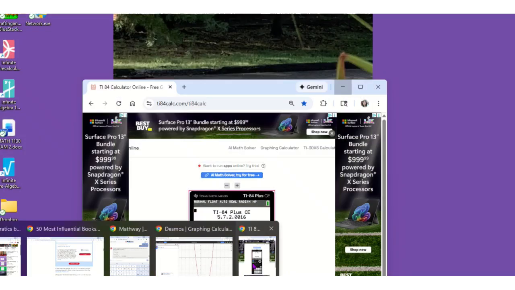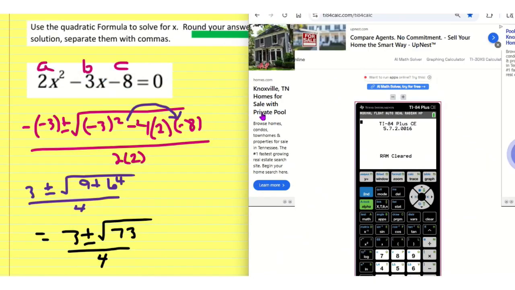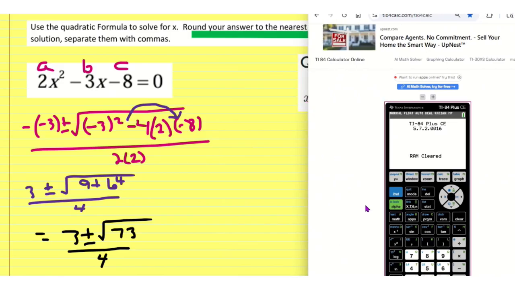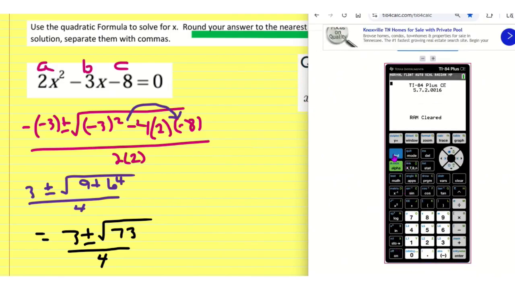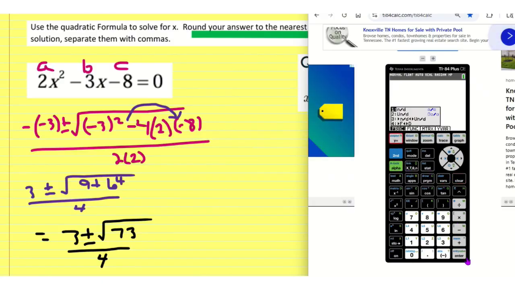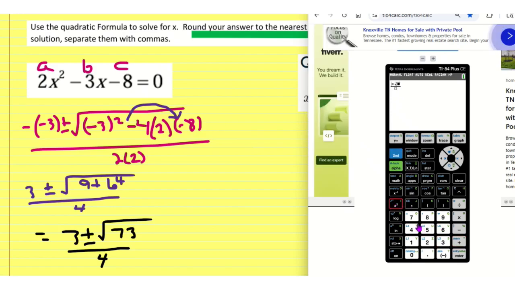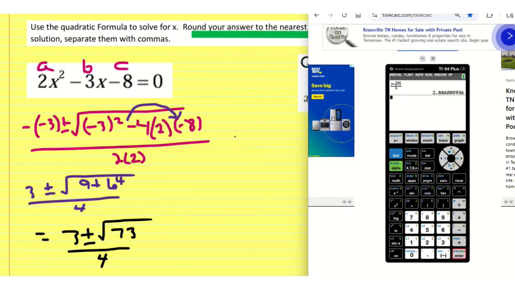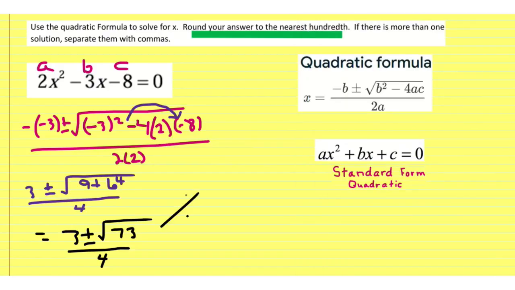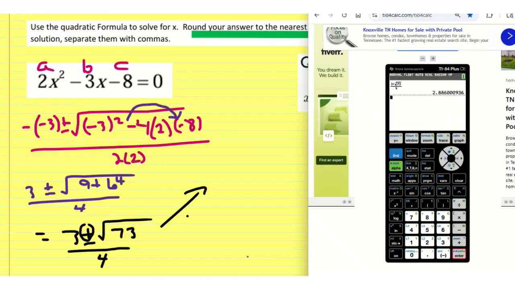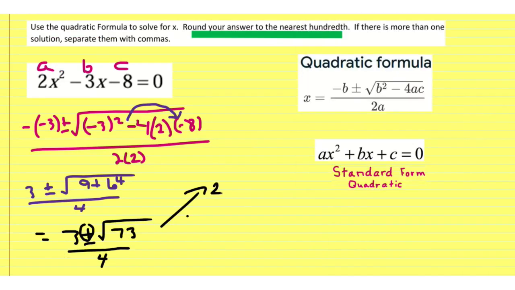Okay, so let's pull up our calculator and we're going to put this into the calculator. Let's do fraction, and 3 plus the square root of 73 in the numerator, and in the denominator I have a 4. So I get that answer there, 2.886. So that is the first answer, using the plus. It is 2.886.